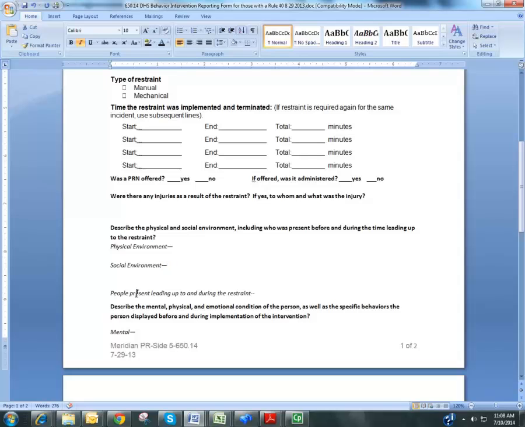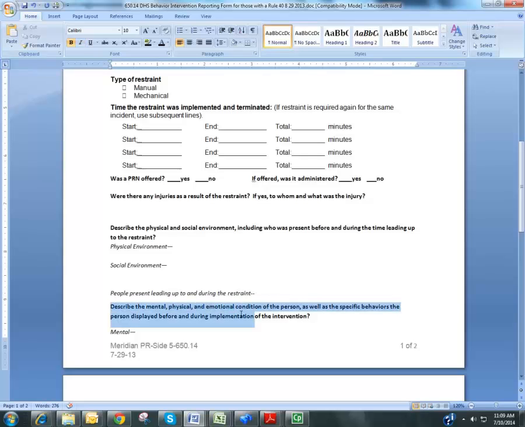And then it's important down here that you indicate the people who were present leading up to and during that restraint. So this would be the staff who were present. You would indicate how many of the person's housemates or peers were there. However, you would not list them by name. If there were other family members around, you would indicate that there were family members. If there were other people in the community around, give a rough estimate of how many people were around at that time.